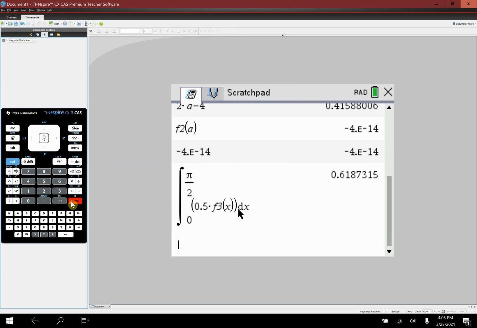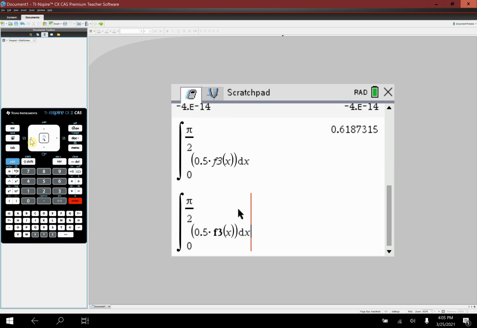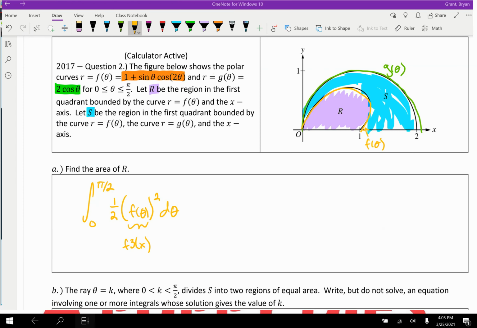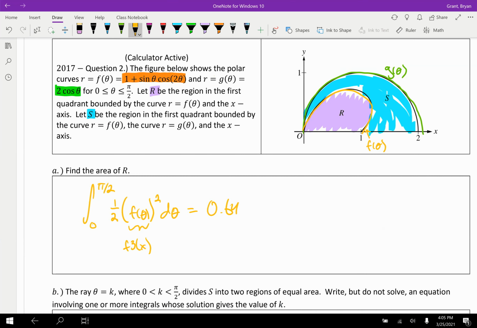0.6187315. Nope, that's not the right answer, because I forgot to square my theta, or my f of theta. Awkward. There we go. 1 here, 1 here. Let's throw the square on there. Second try's the charm. Whew, we did it. 0.648. Lovely. If you want the extra decimals, it was like 414, something like that. And there we go. All right.